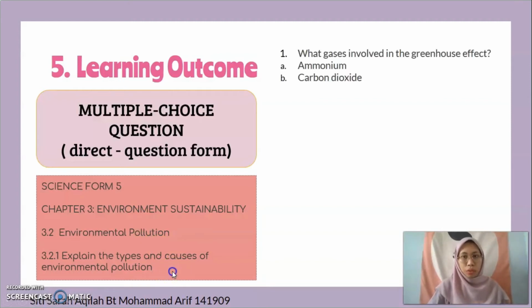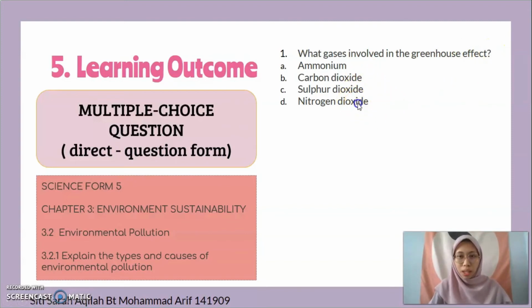So, for this type of question, students will be given one question and also 4 to 5 alternatives. These alternatives consist of one best answer and the rest are distractors. So for the first question, what gases are involved in the greenhouse effect? Based on the direct question form, students need to know what the greenhouse effect is so that they can choose which one of these alternatives is the best answer.